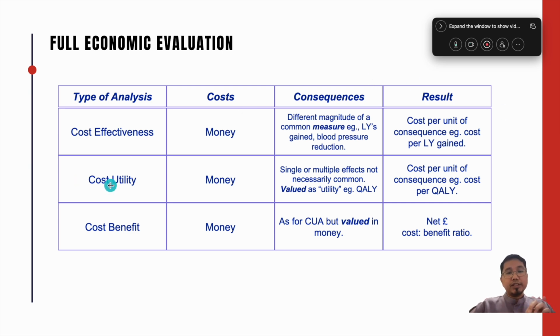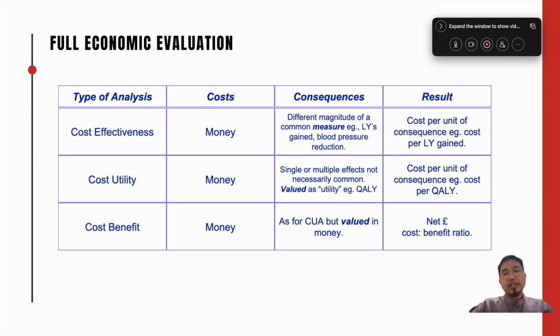For cost utility, the consequence of the health outcome is that we look at the utility value. I mean, we have to take the preference of the patient into account to get the quality adjusted life years. The result is similar to cost effectiveness, because cost utility is an extension of cost effectiveness, but in the health outcome we put the preference or quality of life of the patient. So the result becomes cost per quality adjusted life year.